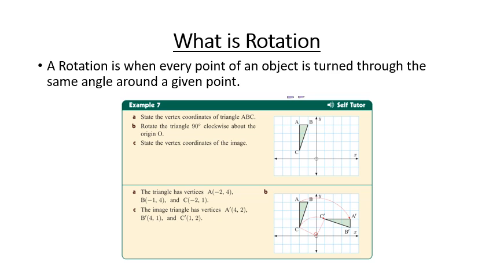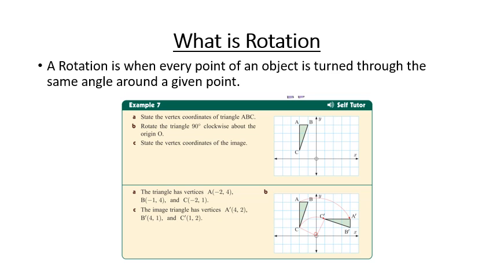Now, rotation is when every point of an object is turned through the same angle around a given point. And usually this is done, especially in middle school mathematics, when it's gone clockwise or anti-clockwise, 90 degrees, 180 degrees, or 270 degrees. Okay, so a lot of the time it's also done around what we call the vertex. The origin, which is obviously the point 0, 0.